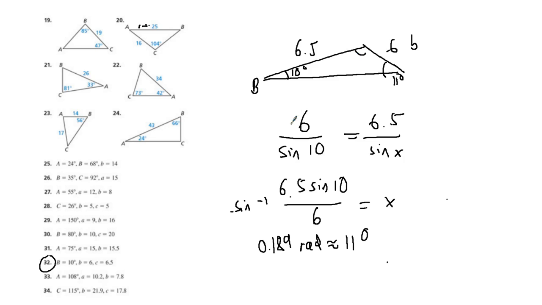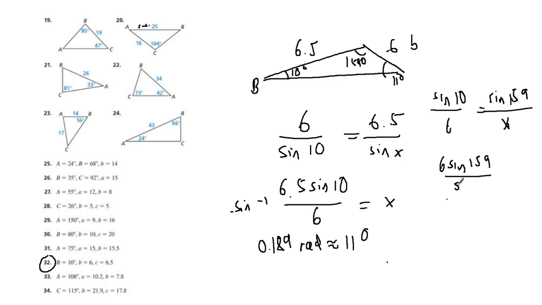Which means this angle will have to be roughly around 159 degrees. So we can do our equality again. We'll have sine 10 over 6 is equal to sine of the 159 degrees over x. So our final equality is 6 times the sine of 159 over the sine of 10 will give us x. And that is it for the 4 problems that we have. We have more problems.